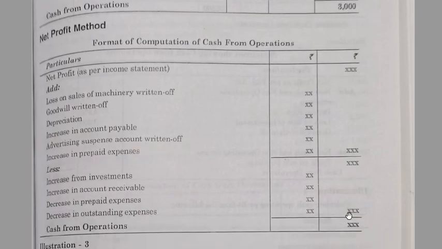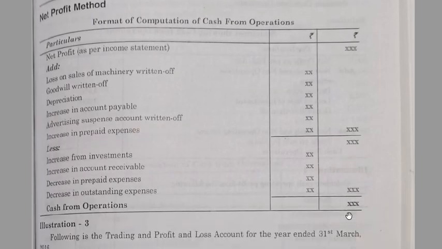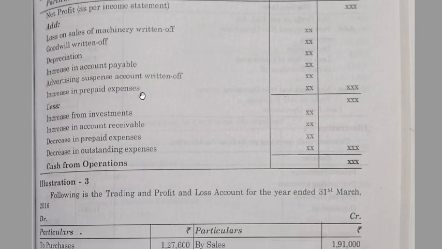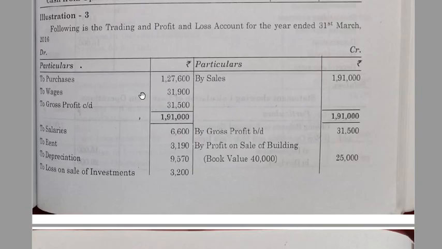So moving on to our next method, which is your net profit method. So under your net profit method, you will always start with net profit as per the income statement. You will add all your non-cash and non-operating expenses and you will minus all your non-cash and non-operating incomes. So I have explained already this in your PPT, so I will start with the problem.